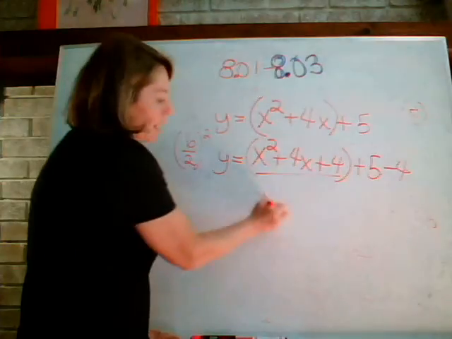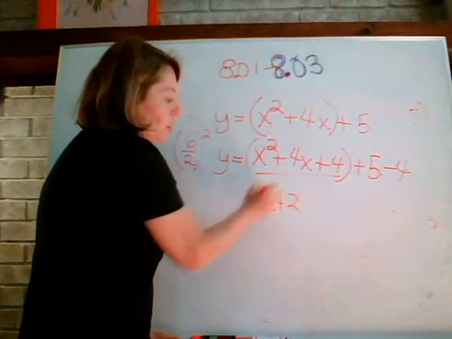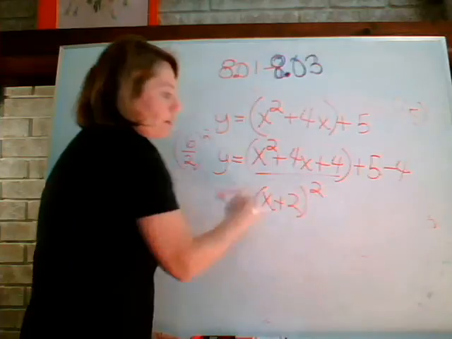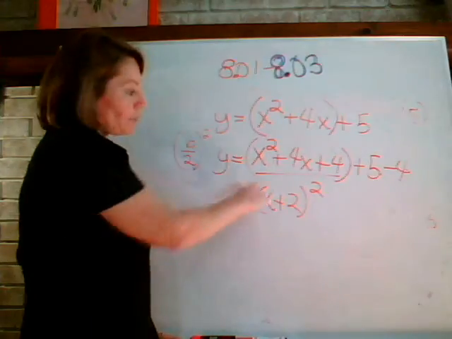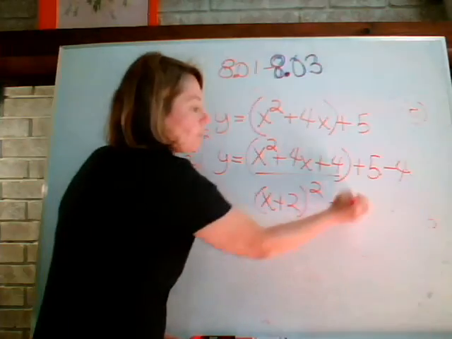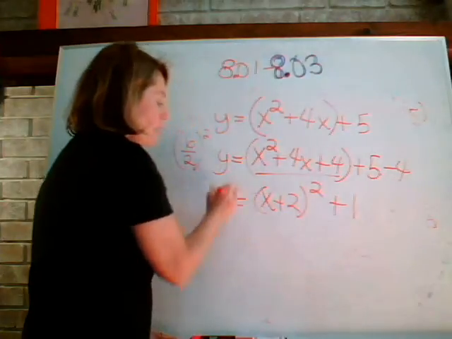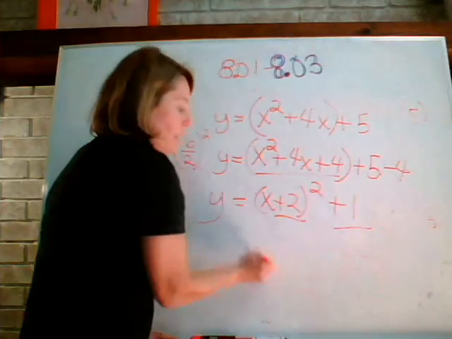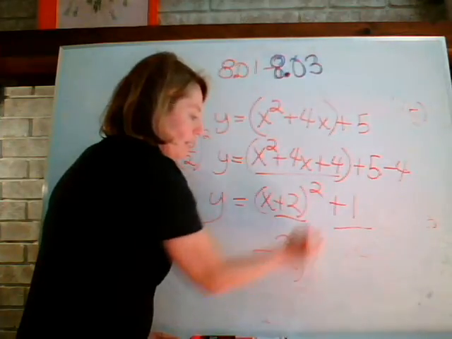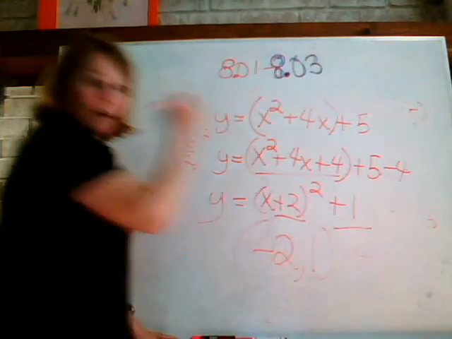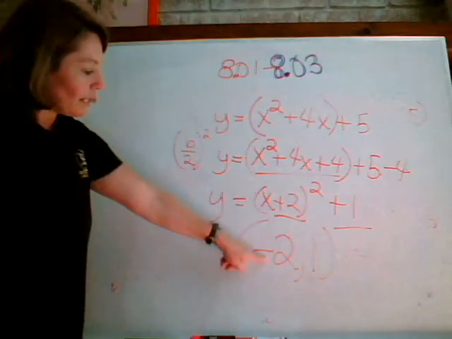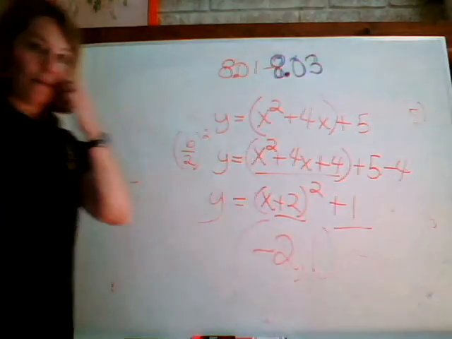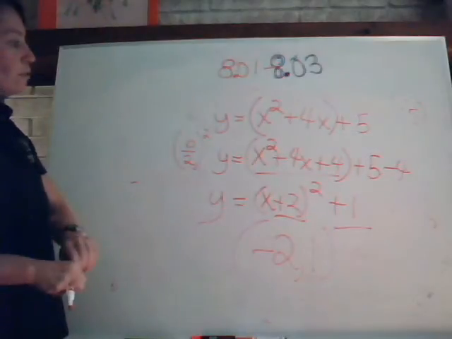Okay, now that's a perfect square trinomial. It factors into x plus 2 quantity squared, right? x plus 2 times x plus 2, or x plus 2 quantity squared, plus 1. Guess what? I'm now in vertex form. Opposite h and the same as k. There's our vertex: -2, +1. Okay? And that's how you switch it around.